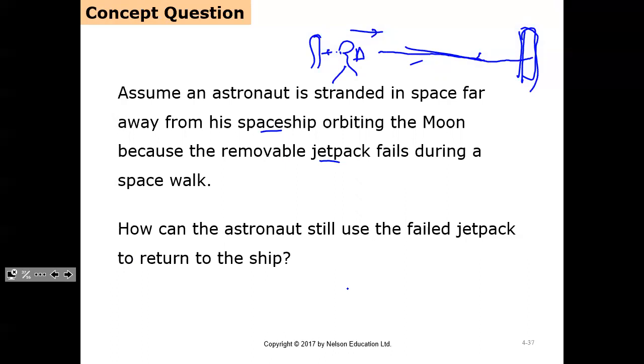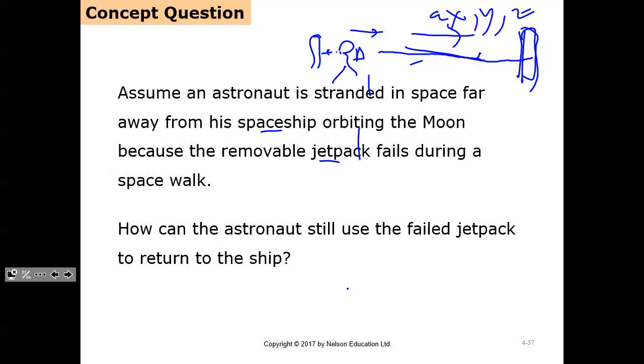Just a small velocity is enough, because there's no air resistance here. Whether you call this direction x, y, z, a, or b, whatever. If he pushes down, he will go up. He will not go toward the spaceship. So you have to throw it in the direction away from the spaceship.